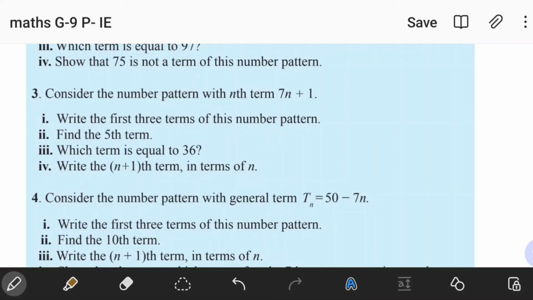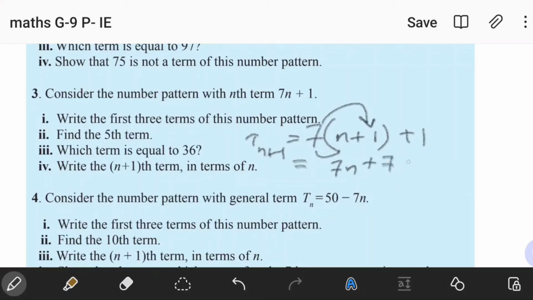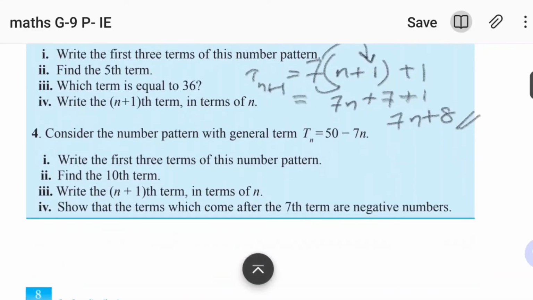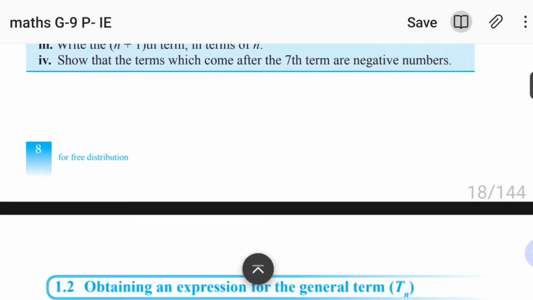So to figure out the (n plus 1)th term, t(n plus 1) will be 7. Instead of n, you substitute n plus 1, and then plus 1. So to get this, you multiply 7 by n, multiply 7 by 1, that becomes 7, and then we have this 1. So 7n plus 8 is the (n plus 1)th term. Fine. So going forward, I think we have similar questions there.